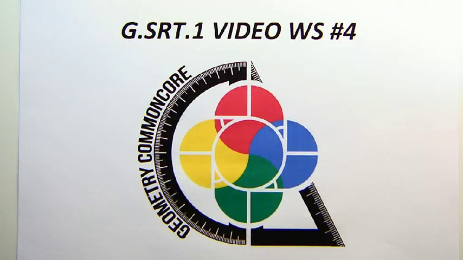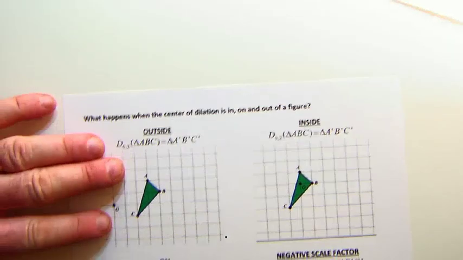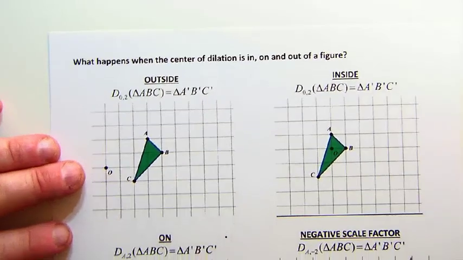Alright, we're looking at GSRT, Objective 1 still. This video will deal with Worksheet 4 in particular. And the essence of Worksheet 4 is all about centers of dilation.